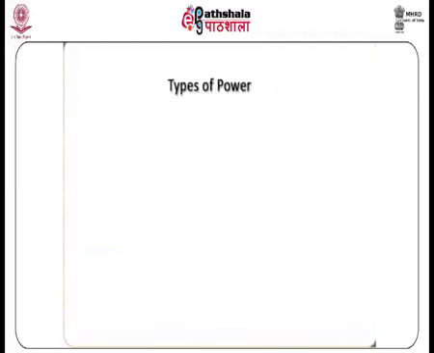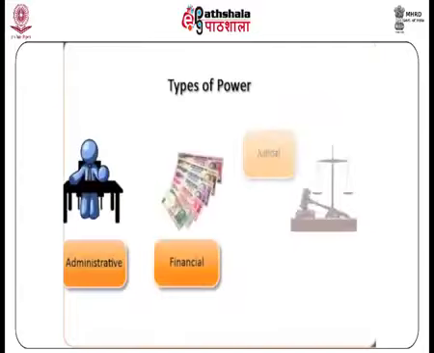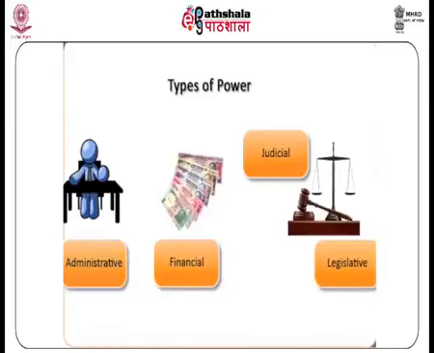In a federal system, there is a clear-cut division of powers and responsibilities between the center and the states. The different types of power are administrative, financial, judicial, and legislative powers. This division or distribution has been provided for by the Constitution of India in its 7th Schedule for the smooth running of the government.